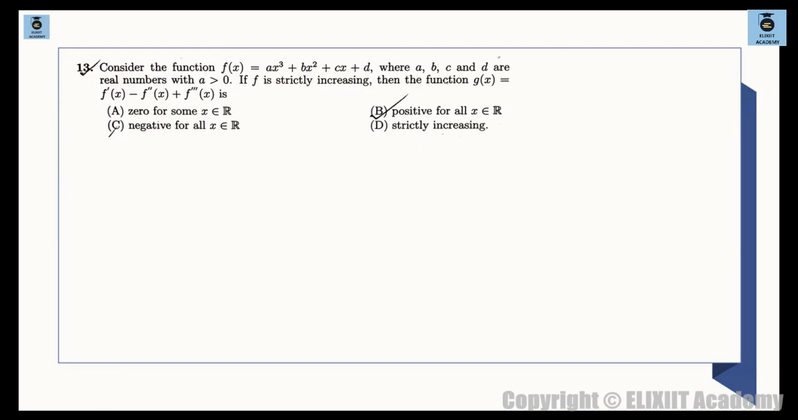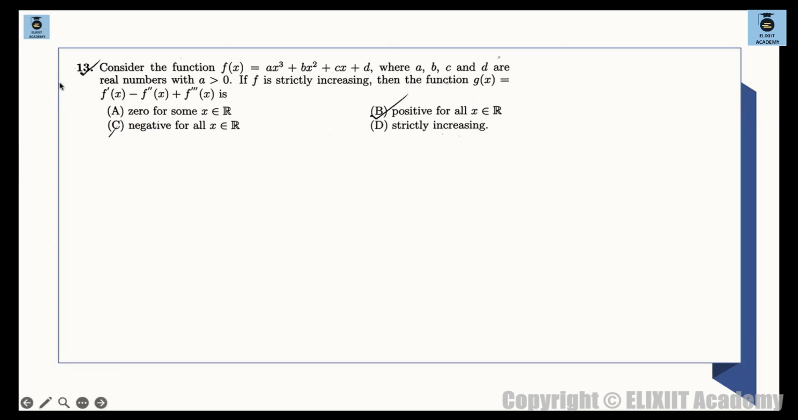Here we have the first question which says: consider the function f(x), which is a cubic polynomial, given a, b, c, d are all real numbers with a greater than 0. If f is strictly increasing, then the function g(x), which is f dash of x minus f double dash of x plus f triple dash of x, is what? We need to comment on this function, whether it is 0, positive, negative, or strictly increasing.